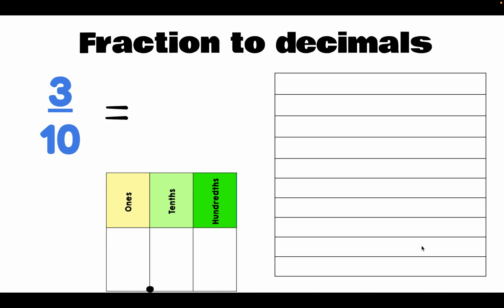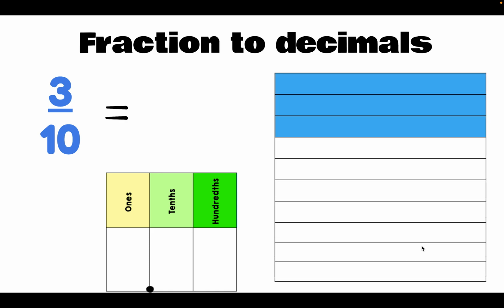Now we have 3 tenths, so notice that our grid is divided into 10 now. Now that we have 3 tenths, we are going to shade in 3 of these tenths. We don't have any hundredths, so we don't put anything in our hundredths chart. 3 tenths would be written just like this.